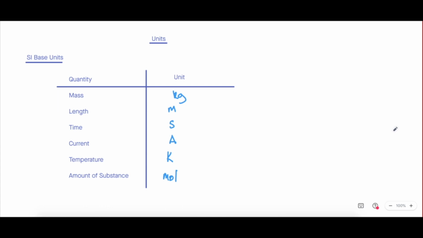Every unit in physics is a combination of these 6. So an example, for speed, you use the equation speed equals distance over time, or length over time, and that will give you meters over seconds, which is known as meters per second.